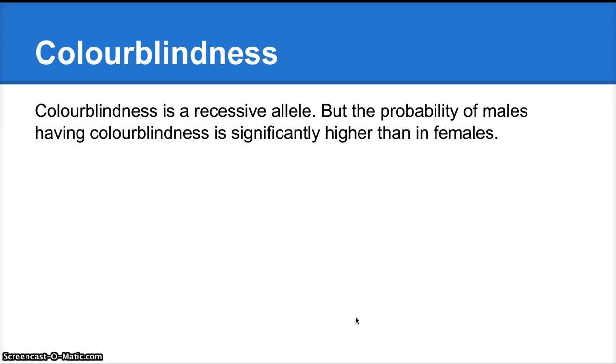So I'll give you a little bit of information, and then I would like you to pause the video after I give you the information to try and solve some of this problem here. Okay, so color blindness is a recessive allele. The probability of males having color blindness is significantly higher than in females. So I want you to try and figure out why that might be.